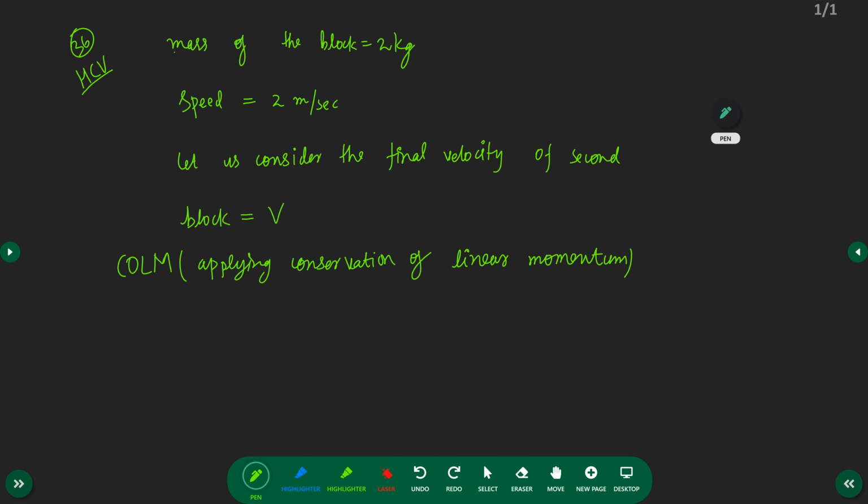So what we'll do, initially block velocity was 2, so m1 u1 plus m2 u2 equals (m1 plus m2) into v, because they stick together, no? That they have mentioned in the problem, right?